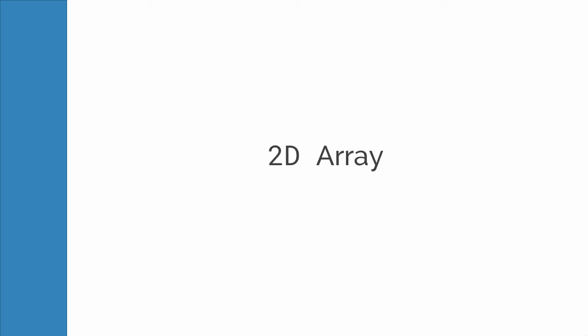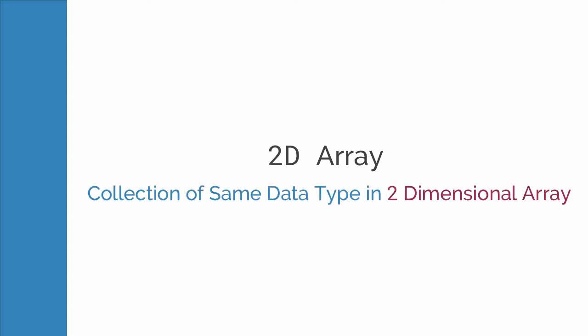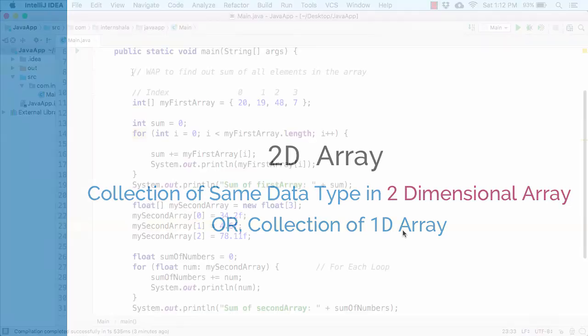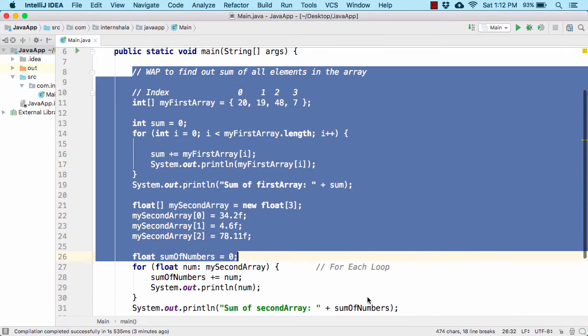So far we have covered the 1D array in Java, or the array in general. Now it is time to check out what a 2D array is. The 2D array is basically a collection of the same data type in two-dimensional form, or we can also define the 2D array as a collection of 1D arrays.